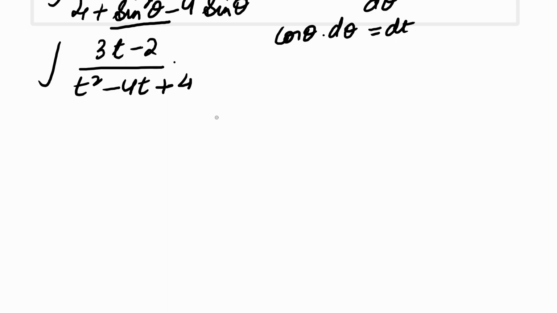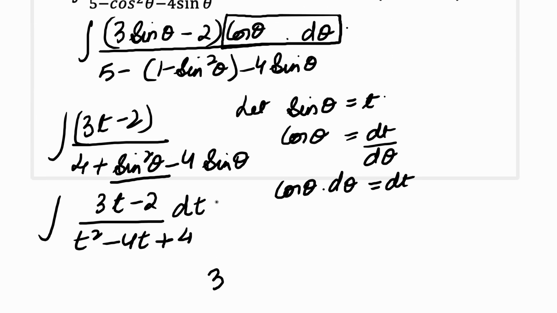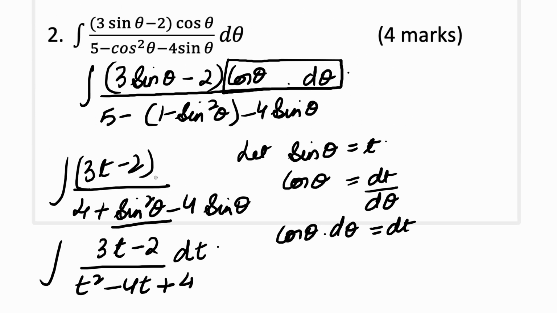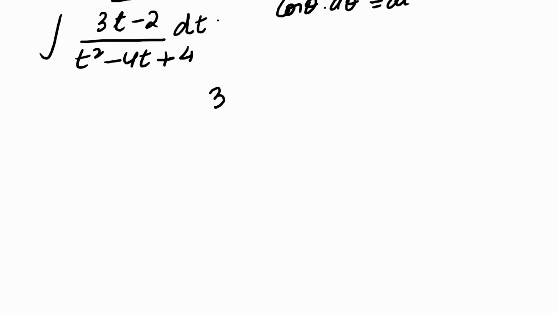So we can write, we will differentiate the denominator. We will write, here we will get dt. We will get for cos theta d theta we will get dt. This box. Okay. So what will we do now?